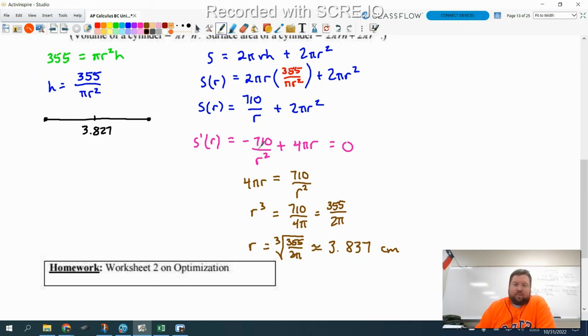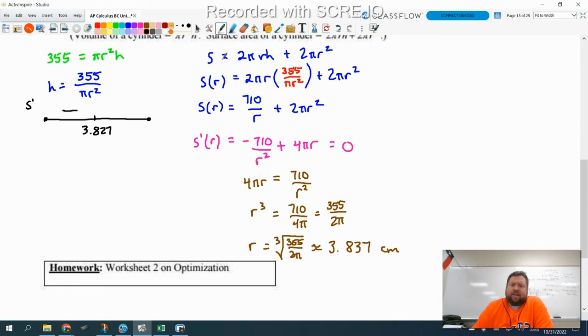If I plug in 1 here, I get negative 710. All right, we're plugging this into S prime. And if I plug in 1 here, I get 4 pi. 4 pi is about 12. Okay, so negative 710 plus 12 is definitely a negative.